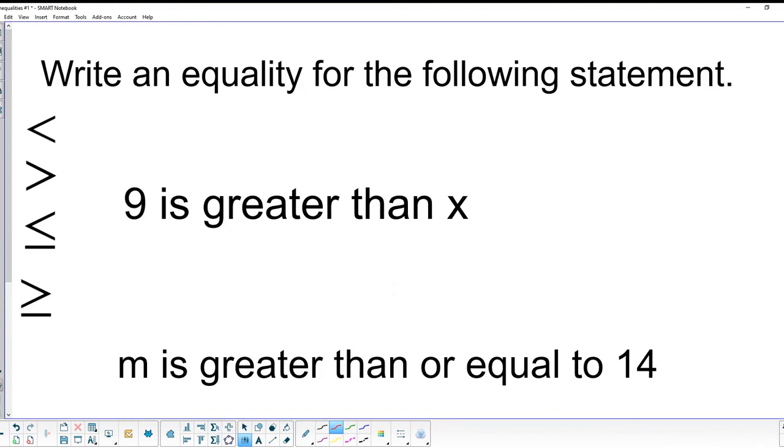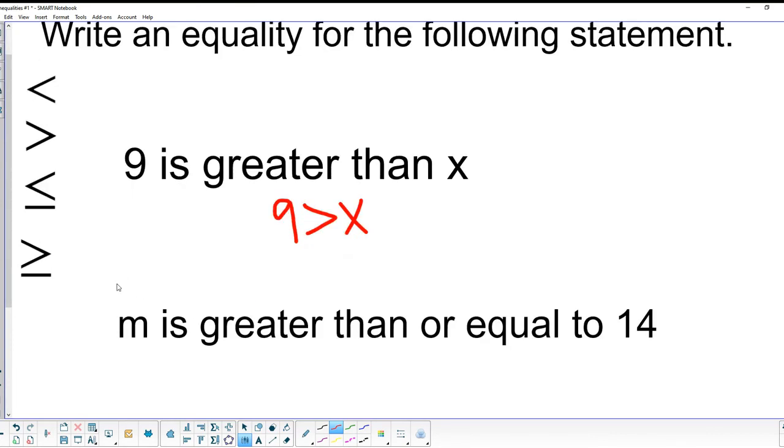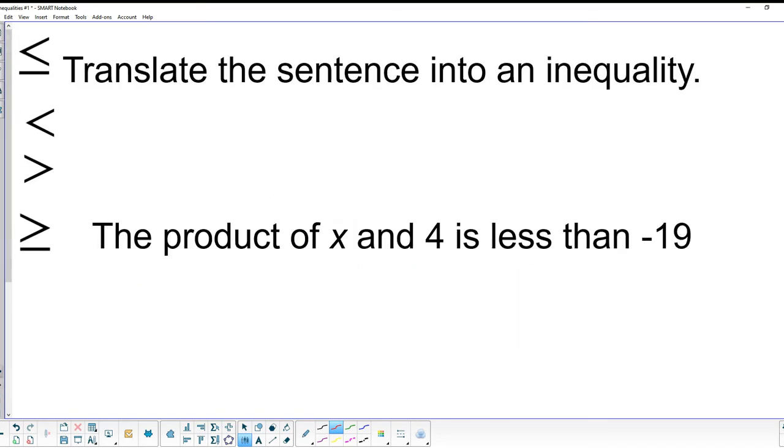Keep moving along. How about g is greater than x? Some of these seem to be written a little bit backwards from what we're expecting. So, or excuse me, not g, but 9. 9 is greater than x. So whatever number is written here first, you can just write it down and then the inequality symbol and then whatever comes next. So m is greater than or equal to 14. M is greater than or equal to 14. Well, these are looking pretty easy. I kind of like these.